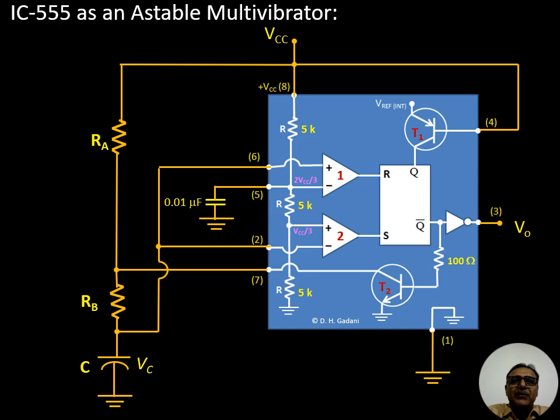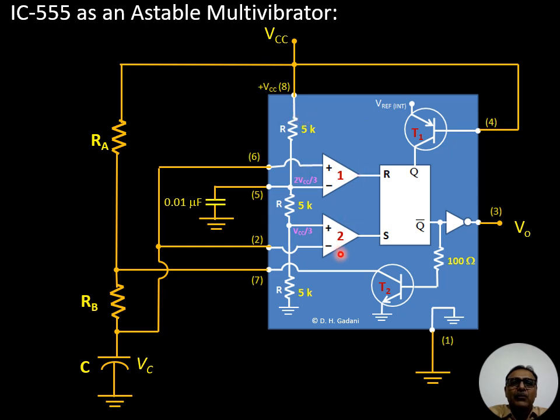So this circuit shows the internal structure of IC555 connected in astable mode. Here you can see that the three resistors of 5 kilo ohm each are connected in series, and a voltage VCC is applied across this series combination. So the voltage across each resistor is VCC by 3.